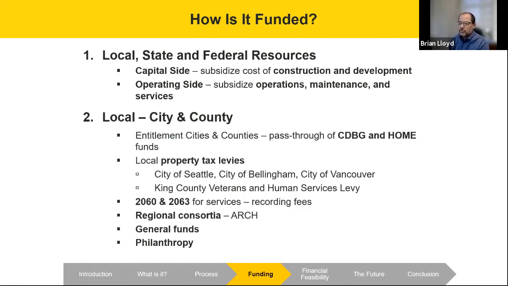The type of sources, let's look at city and county funding. Where does the city and county get their money? So there are entitlement cities and counties that get CDBG and HOME federal pass-through funds. There are some cities and counties that have property tax levies, like the city of Seattle, King County, city of Bellingham, city of Vancouver. There are also state pass-through funds through recording fees that are collected at the state level and transferred to local jurisdictions.